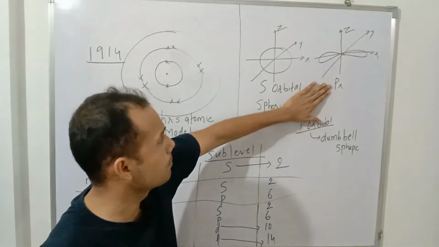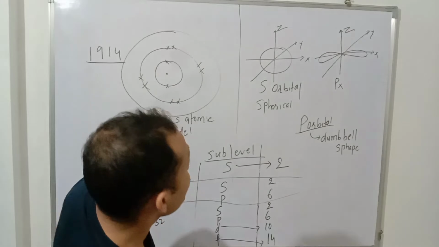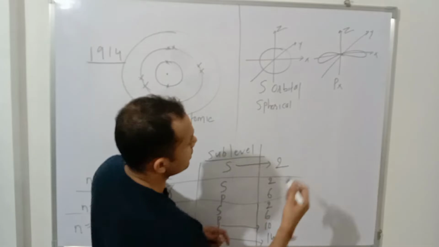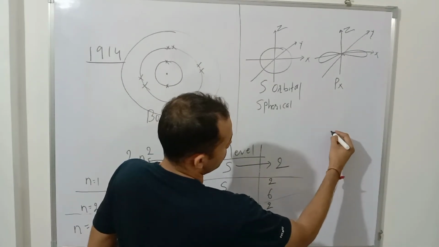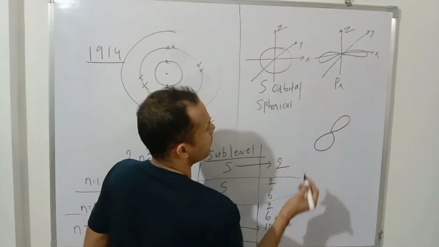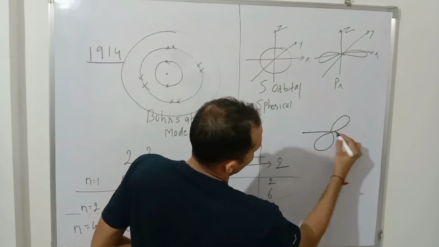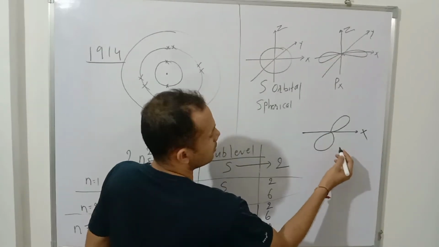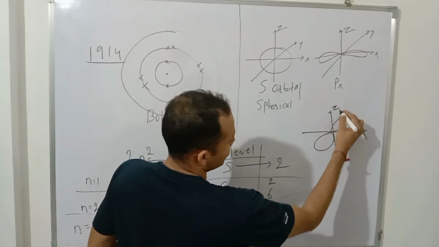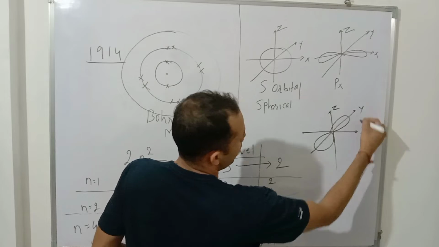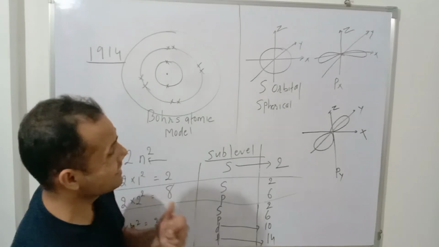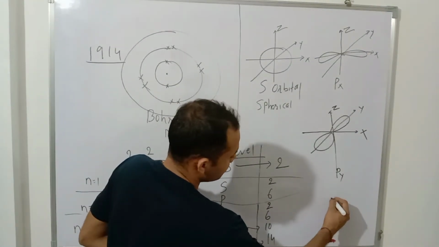has 3 orientations, 3 directions. It has px, py and pz. For example, I have shown here px, right? I will show you py as well. In case of py, it is like this way. So here is your x, then this one is your z, and this is your y. So we call this py.